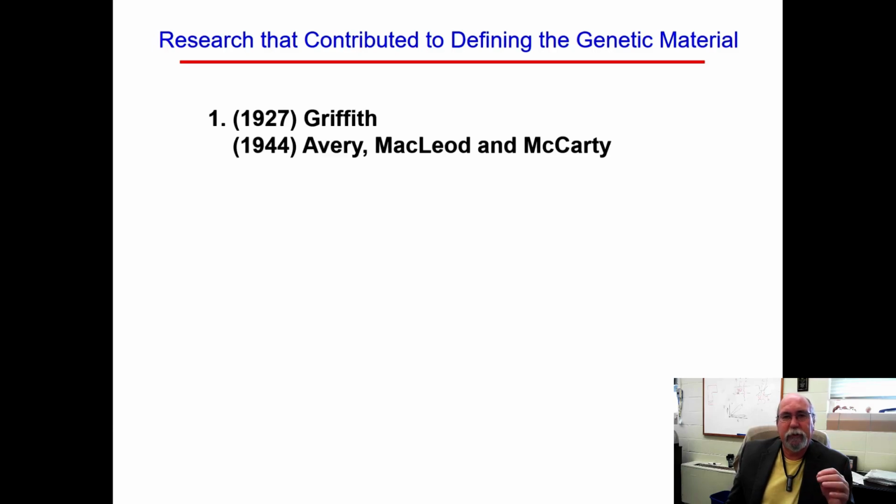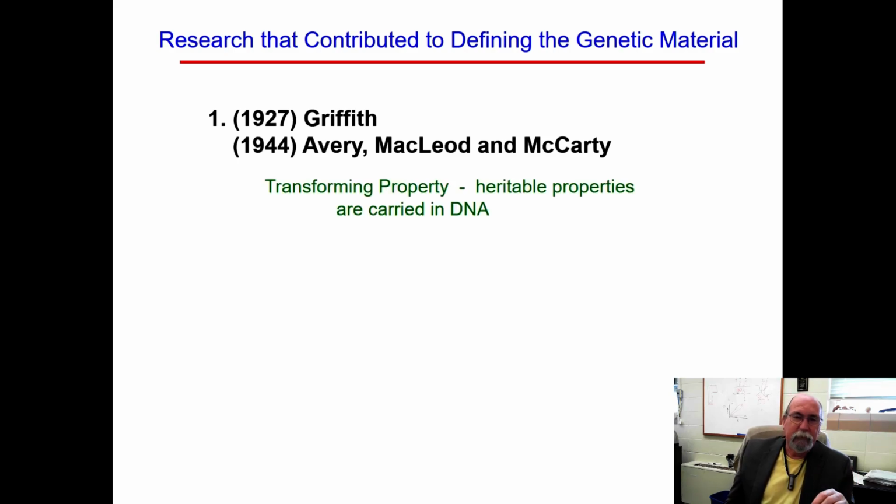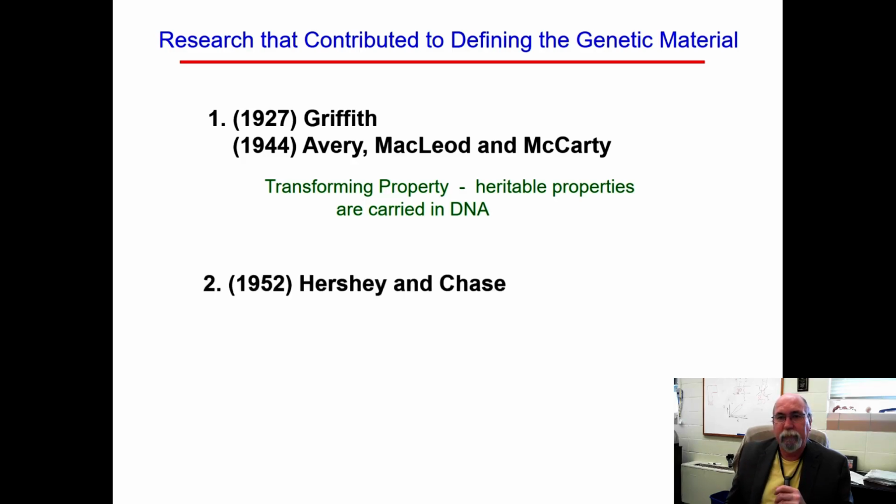Well, we're going to concentrate on 4 major areas, 4 major experimental groups. The first one started in 1927 with Griffith, and then that experiment was the basis for a series of experiments in 1944 by Avery, MacLeod, and McCarty. We'll talk about those as a group. We will look at these in the sense of them being the transforming principles, or transforming properties. These were heritable properties carried as DNA, and that was the outcome of this series of experiments.